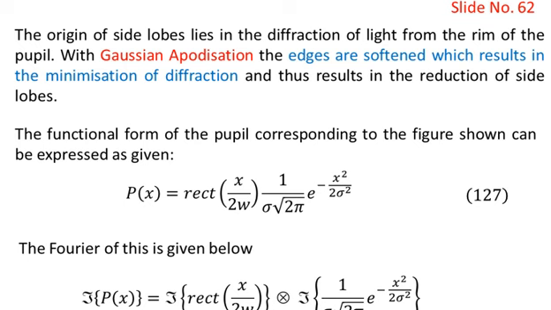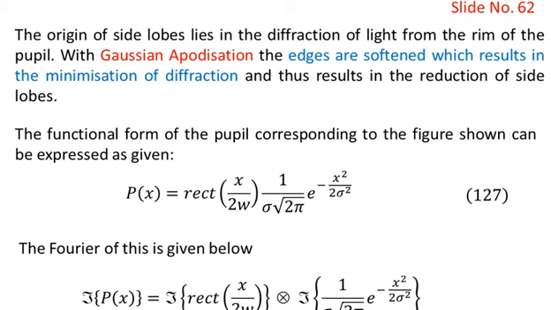The functional form of the pupil corresponding to the figure shown can be expressed as follows. So you see that we are showing in equation number 127 the one-dimensional pupil function using a Gaussian apodization, and the pupil function has a shape of a square that is defined by a rect function. So p of x is equal to rect of x over 2w multiplied by the Gaussian function, which is 1 over sigma times square root of 2 pi, and in the numerator we have exponent raised to the power minus x square over 2 sigma square.